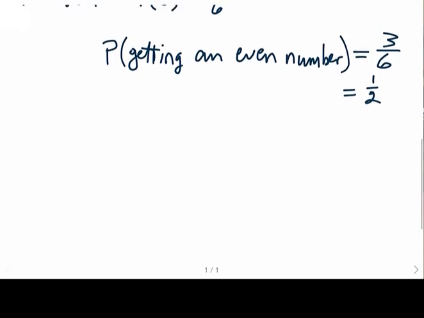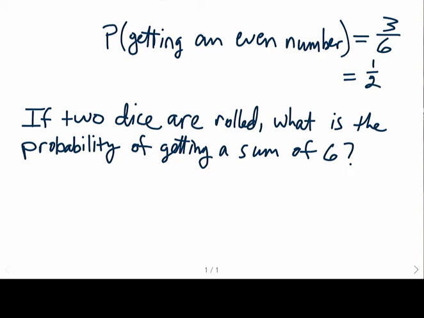Now let's consider rolling 2 dice. If 2 dice are rolled, what is the probability of getting a sum of 6? To figure out the number of outcomes in the sample space, we actually are going to use the fundamental counting principle. So you have die number 1 and die number 2, and die number 1 has 6 sides, so there are 6 possibilities for that one. Die number 2 likewise, and so there are actually 36 possible outcomes.